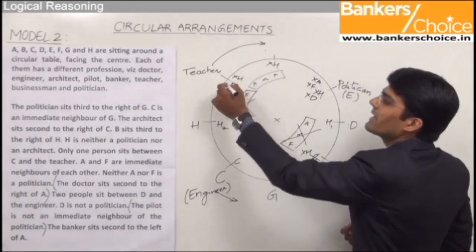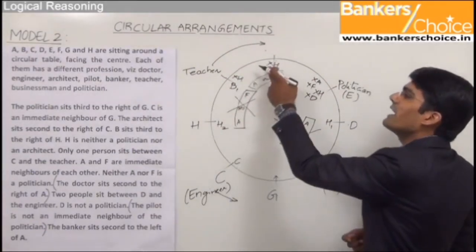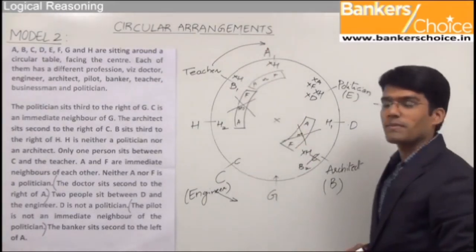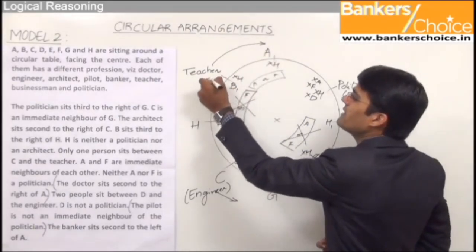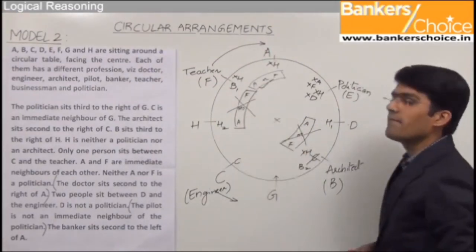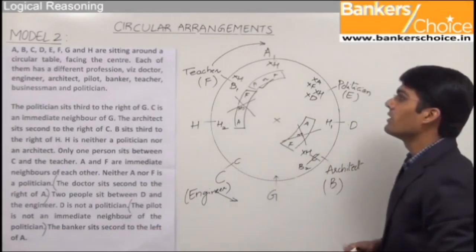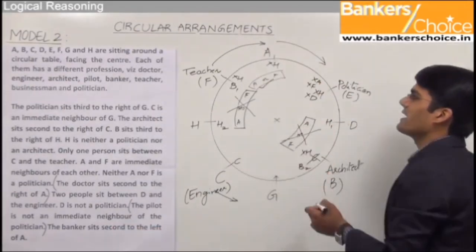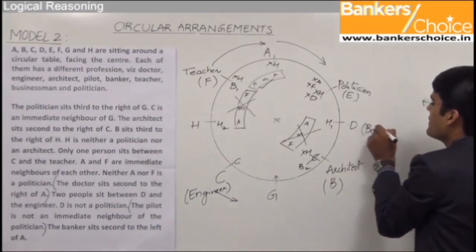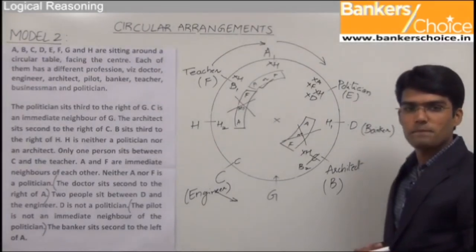So very clearly we can say that A cannot be the teacher. And as the only possibility for A left out now is this one, it is now clear that A should be taking this position. And if A takes this place, F should be taking the position occupied by teacher. So now we have also fixed A and F on the table. And the statement is banker sits second to the left of A. So to the left of A should be in the clockwise direction and 1 and 2 places away. So we can say that the person who is banker should be D. So we can now say that the banker is nothing but the person D.